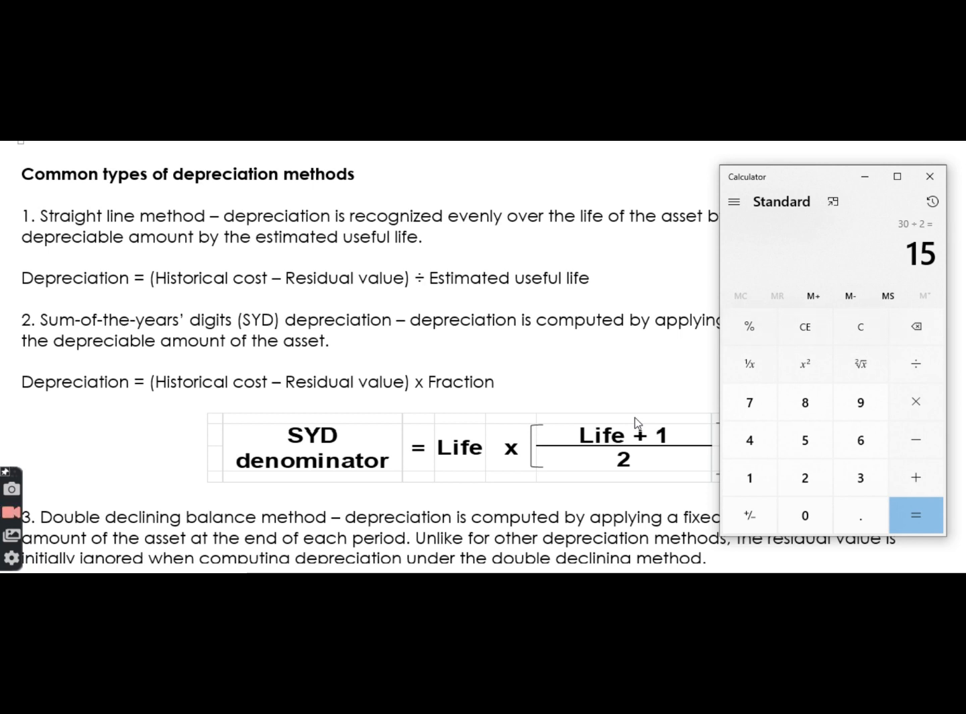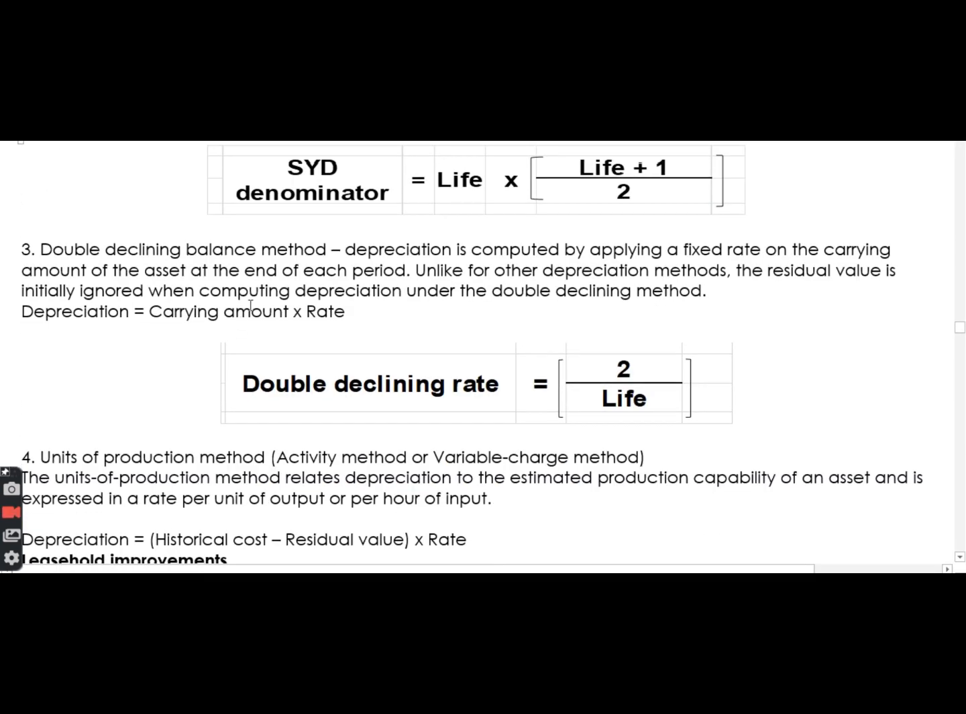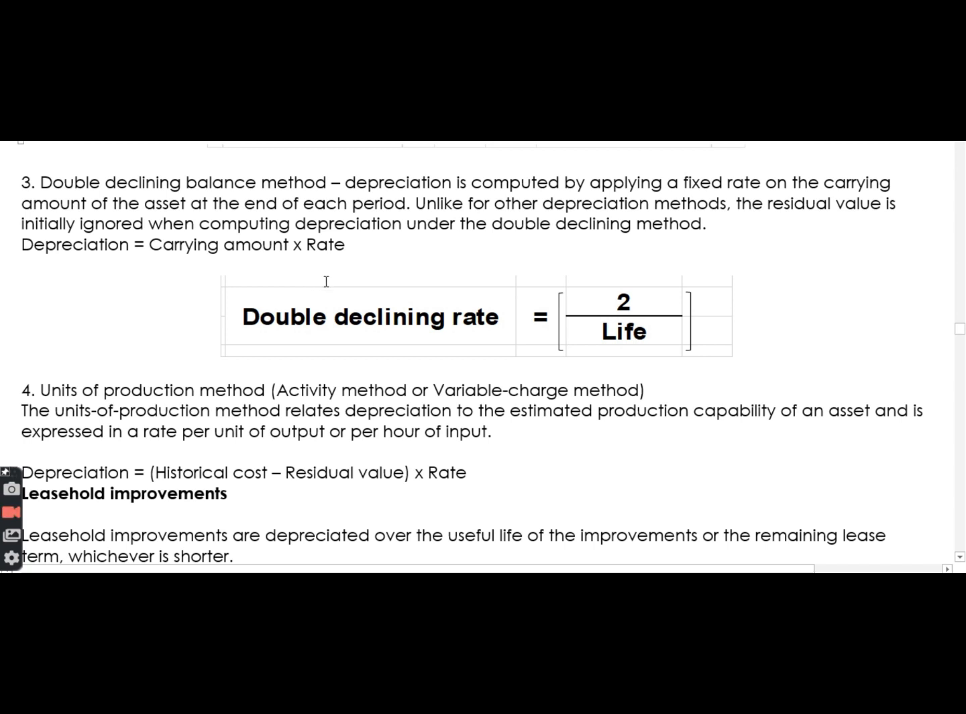Kunyari 20 years ang useful life, 20 times 21 divided by 2. So 210 ang ating denominator. Kapag kunyari 50 years yung life niya, edi 50 times 51, tapos i-divide mo ng 2, sorry, times 2 ginawa ko. Sorry. So, 2550 divided by 2. Yun yung mga denominator natin. Okay, yun lang naman yun. Kaya importante rin na alam mo yung pagko-compute nito, ng denominator.